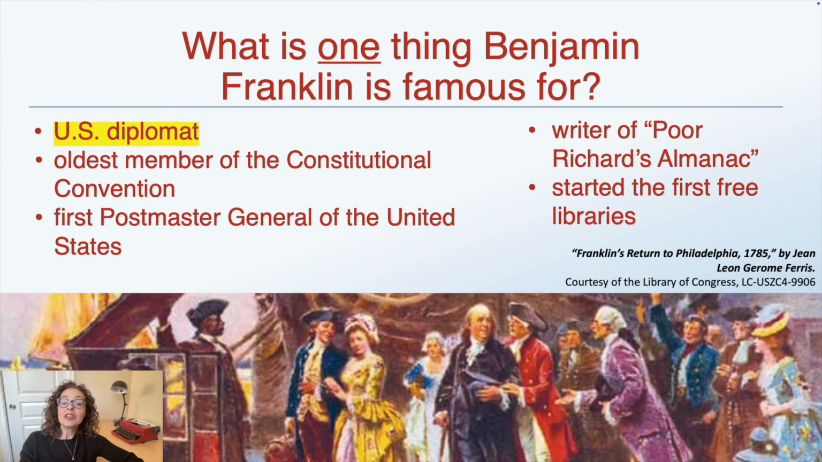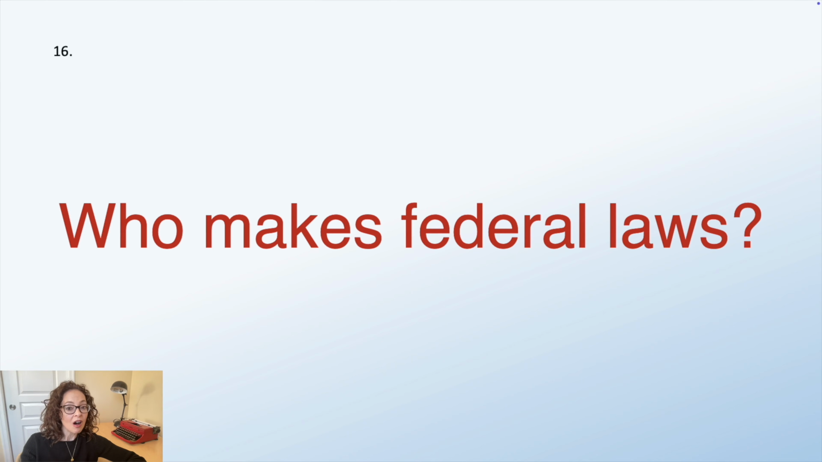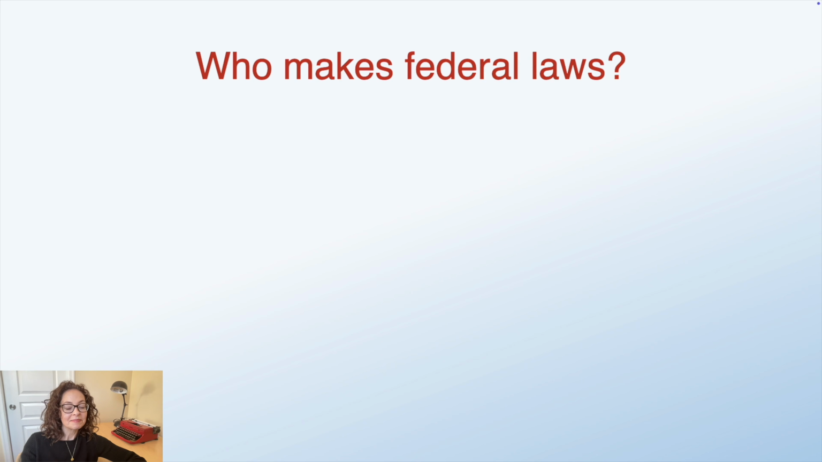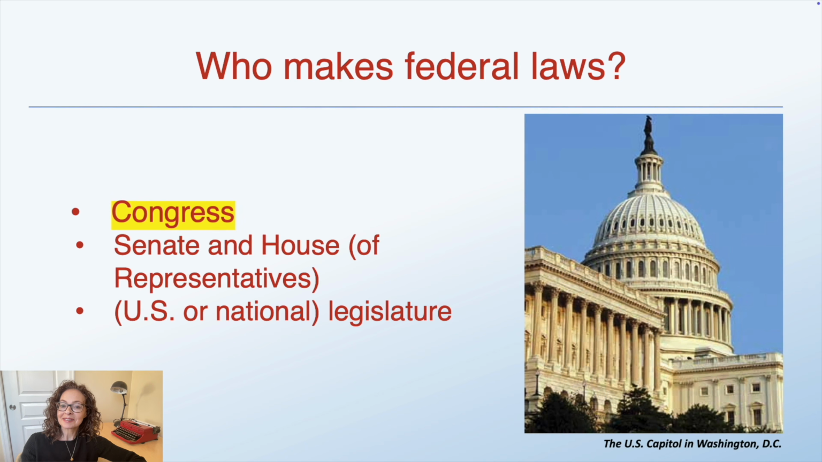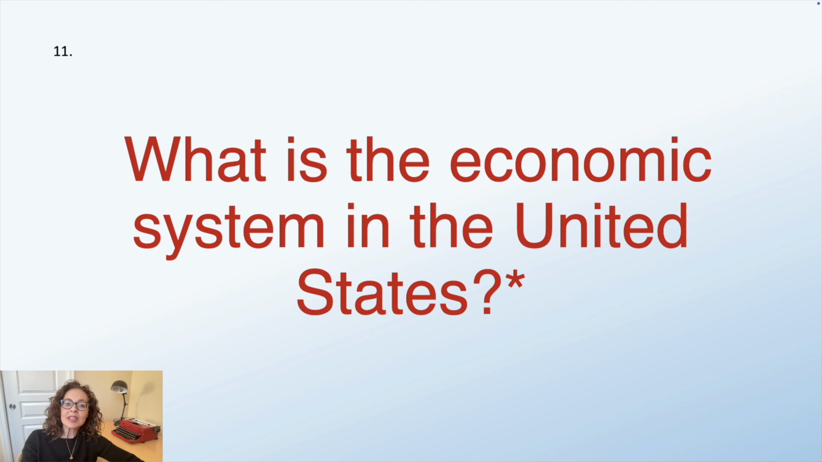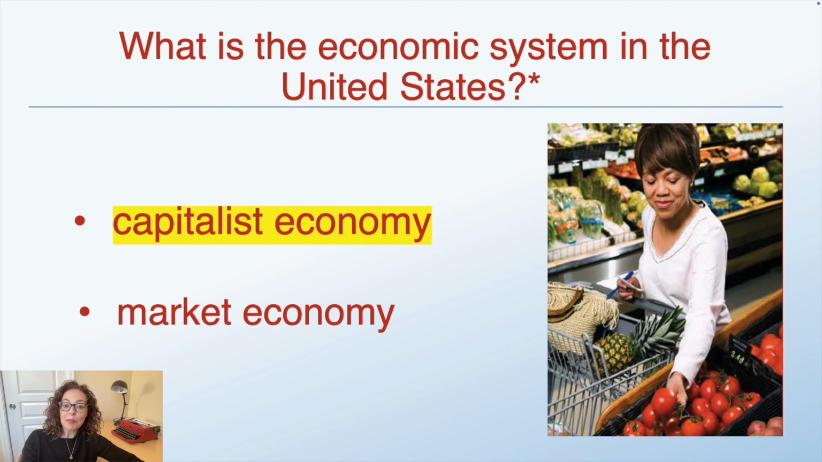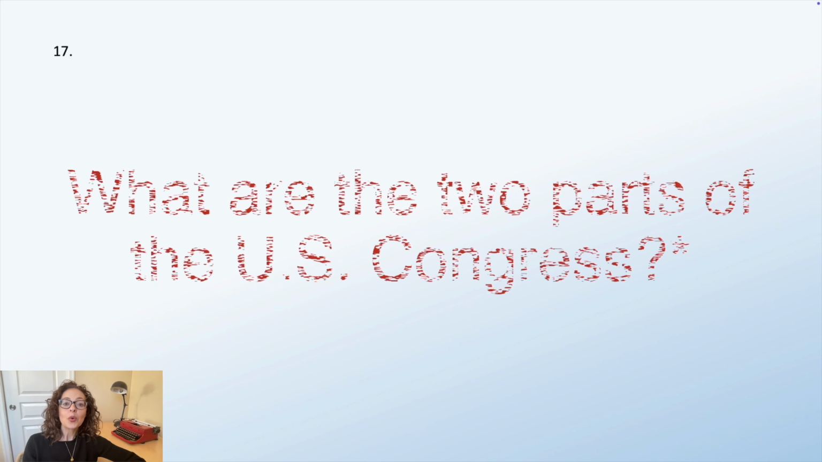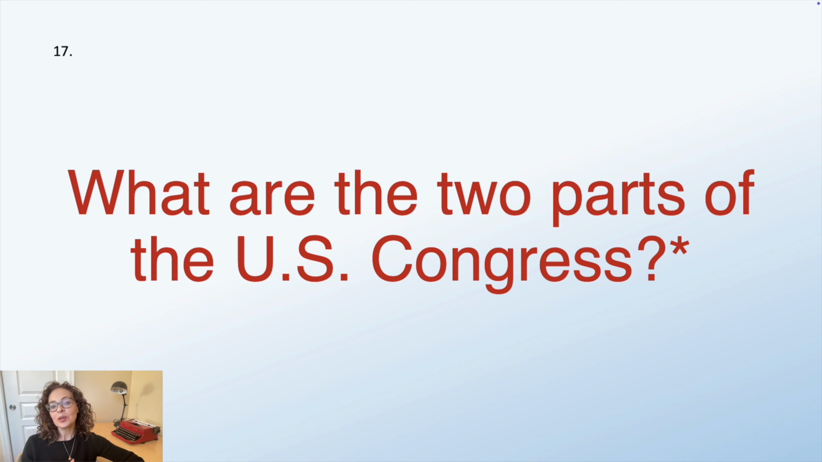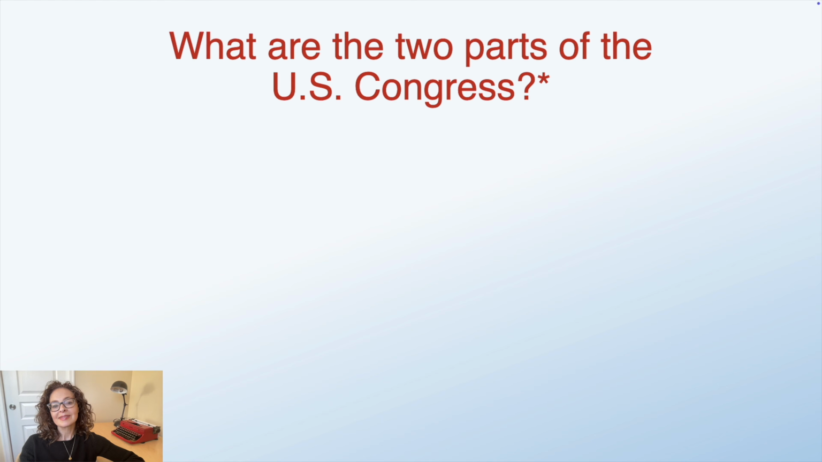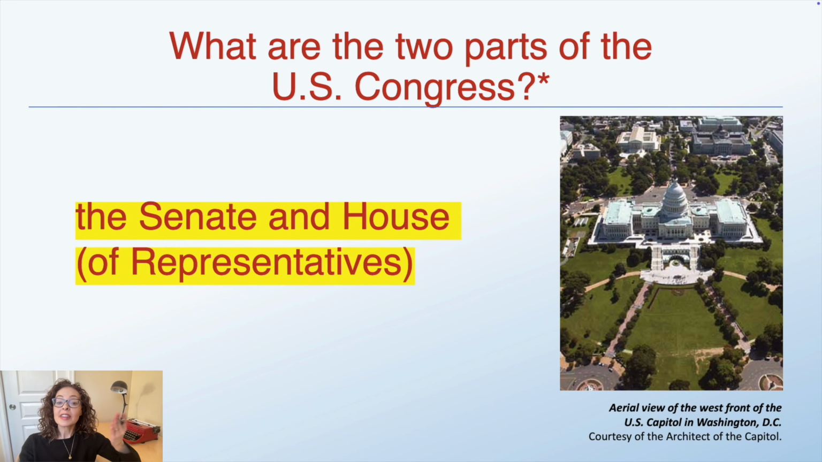Benjamin Franklin was a U.S. diplomat. Who makes federal laws? Congress. What is the economic system in the United States? It's a capitalist economy. What are the 2 parts of the U.S. Congress? The 2 parts are the Senate and the House.